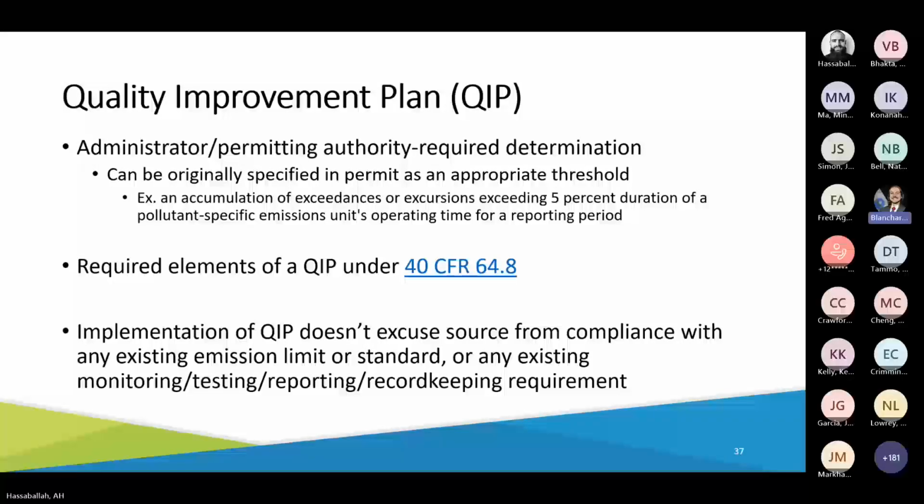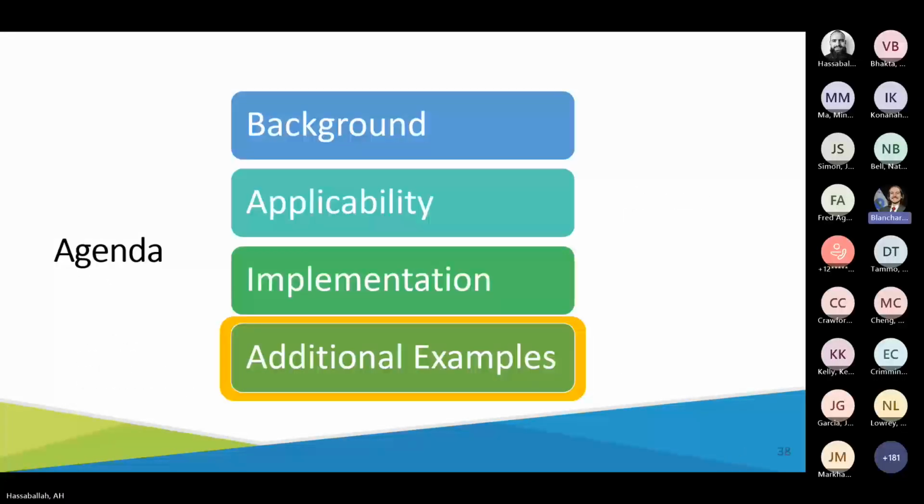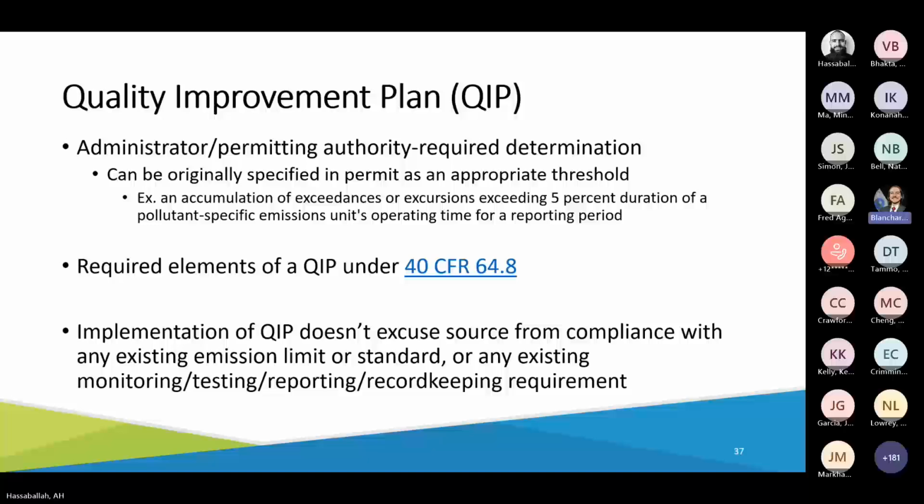So that is a brief overview of the implementation that you want for CAM once you've established CAM is applicable and you've established what the control devices are. You want to set the indicator ranges, the specific measurements and measuring tools, and the measurements that are going to be taken. You want to have the quality assurance aspect to it. Now we have some examples to go through.